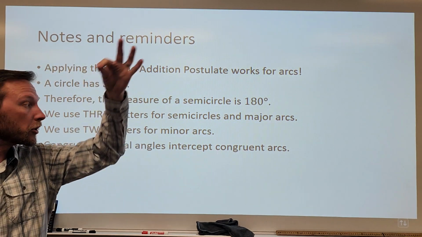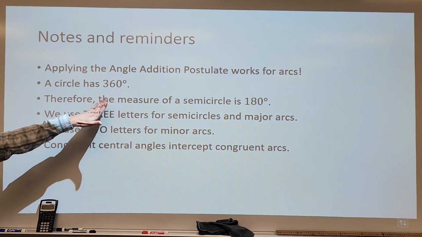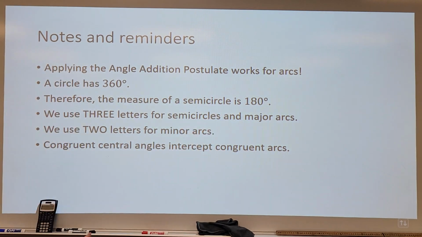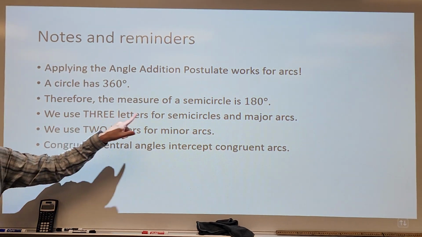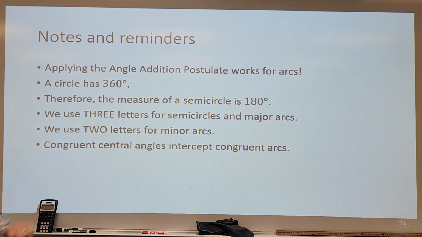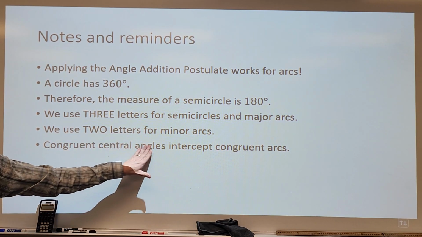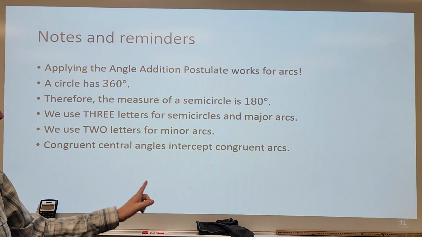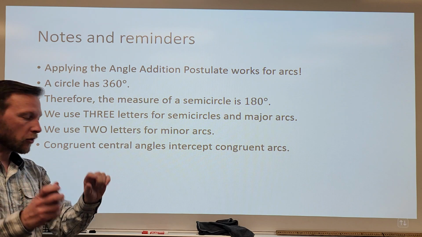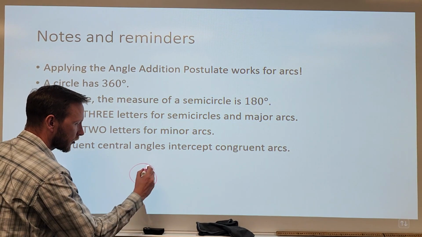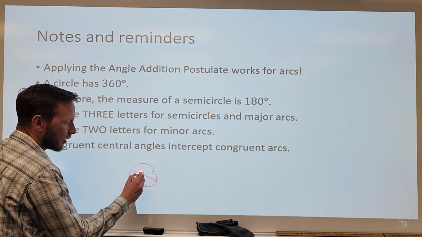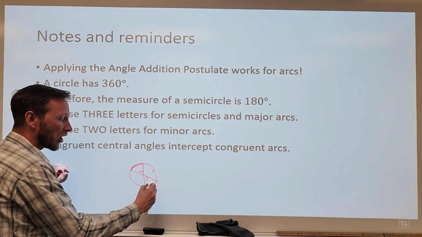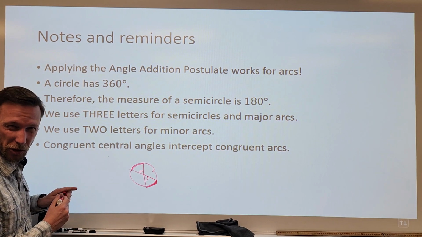All the way around the circle is 360 degrees. Half of the circle is a semicircle, so the measure of a semicircle's arc is 180 degrees. We're going to use 3 letters for semicircles and major arcs, 2 letters for minor arcs. Congruent central angles will intercept congruent arcs. So if I have 2 angles that are, let's say, vertical angles, let's say I have 2 diameters here. This angle and this angle are congruent by the vertical angles theorem. That means that this arc and that arc are also congruent to each other.